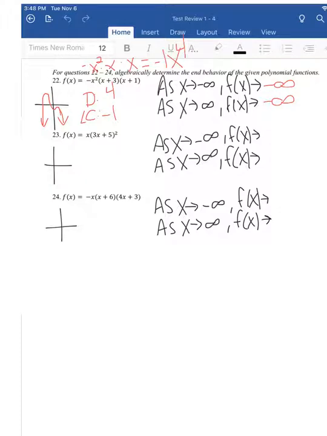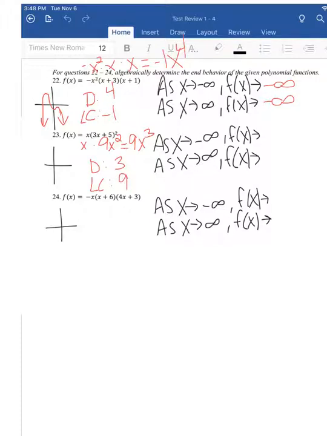For number 23, here I'm going to look for the same information for my degree and my leading coefficient. So my degree, here I would get x times this 3x plus 5, that's being squared. So the first term of that is actually 9x squared because it's really 3x times 3x. So this would give me 9x to the third. So my degree is a 3 and my leading coefficient's a 9.